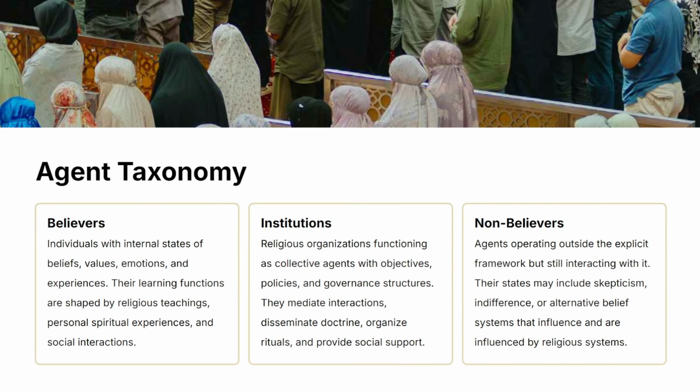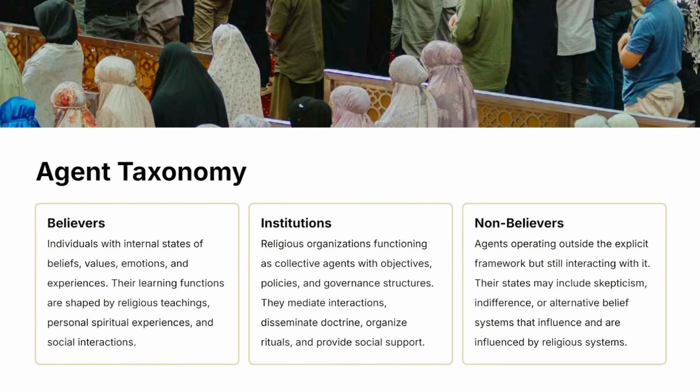We have the believers, institutions, and also the non-believers. Believers are those individual agents who internalize beliefs, values, and emotional experiences. Their learning is not just cognitive, it's also shaped by personal spiritual experiences and also the social environments that they inhabit. These agents continuously update their internal models through teaching, rituals, and interaction with others.